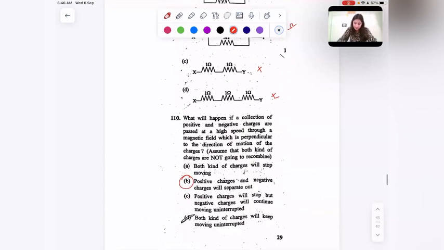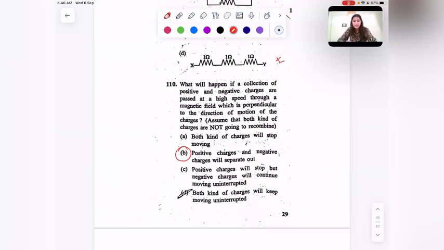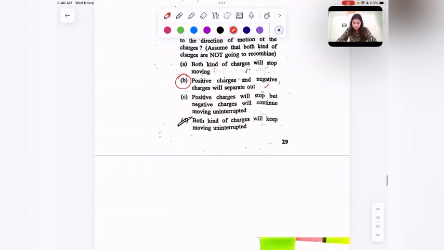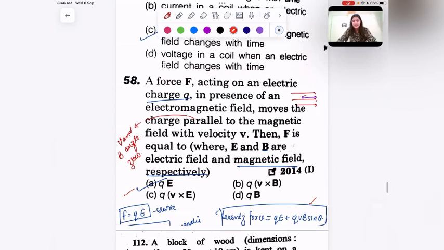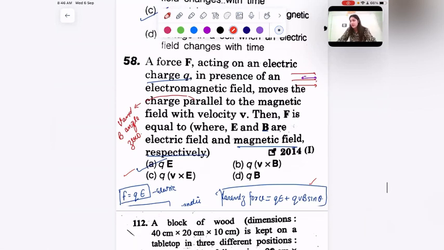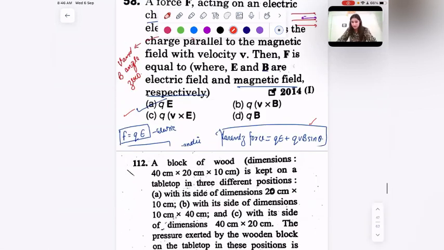Next question, what will happen if positive and negative charge move in magnetic field? So what will happen is, yes, force will act on them. The negative charge will move in opposite direction. The positive will move in the direction of magnetic field. So option B is the answer here. Okay. So this is just a question from notes where we have discussed this thing along with formulas.